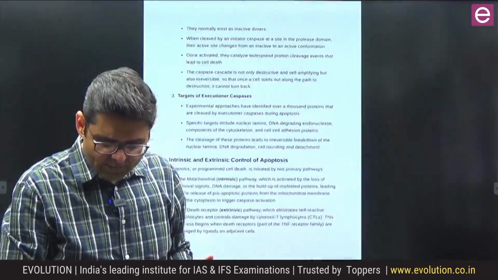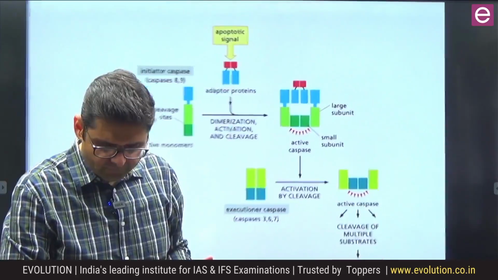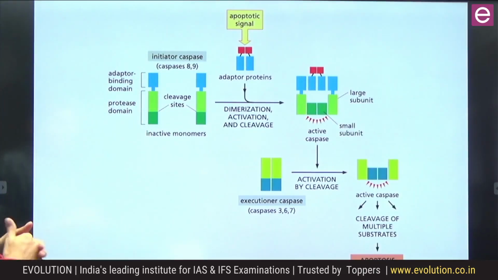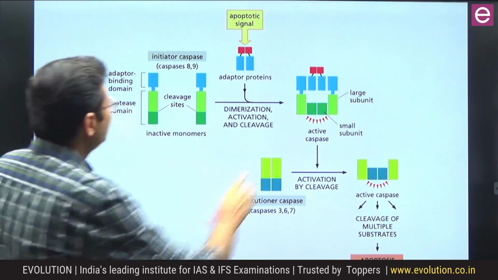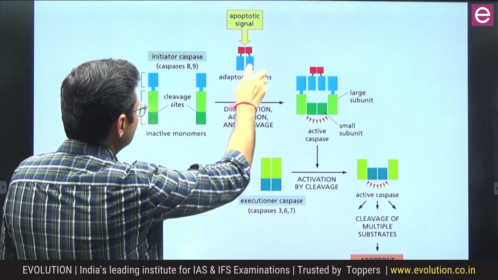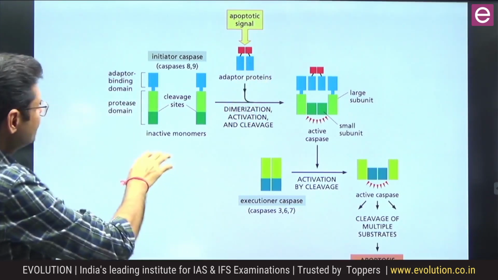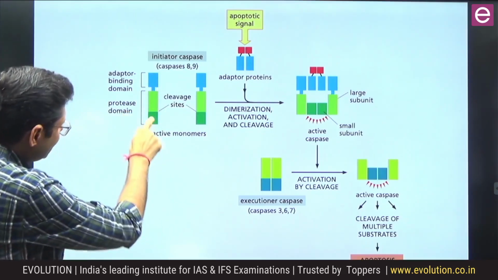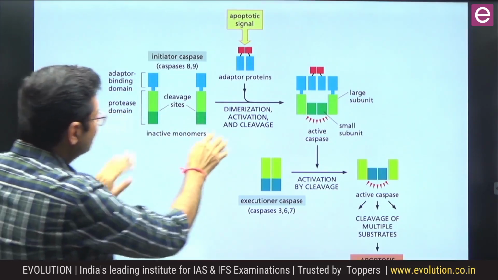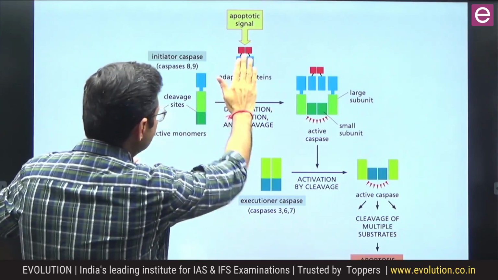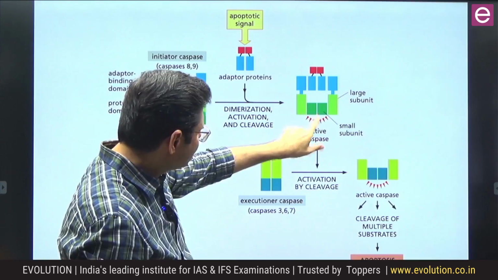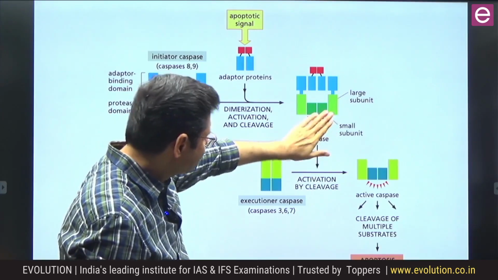And one more diagram I would like you to take a look at, and that will complete apoptosis. This is about the interaction of different types of caspases. So see, apoptotic signals have come, they bind to adapter proteins, and these initiator caspases, which are numbered caspases 8 and 9, have these cleavage sites. So when they associate with the adapter proteins, they will be cut at the cleavage sites, and now these are active caspases.